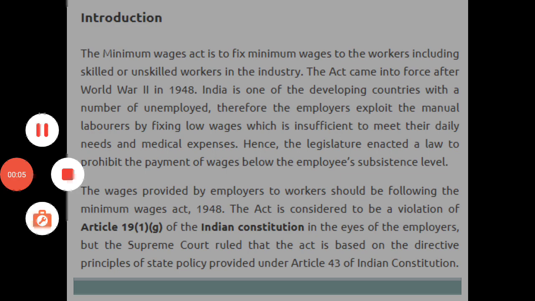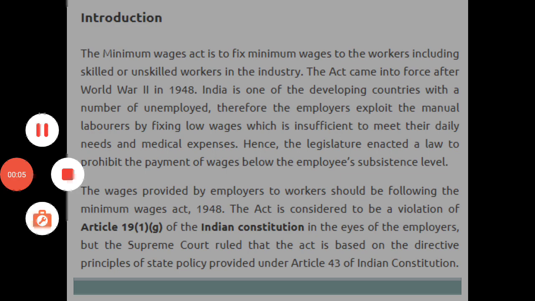When it comes to unemployment, and when we consider the mentality of the employers, what do employers do? Yes, the employers exploit the manual laborers by fixing low wages, which is insufficient to meet their daily needs and medical expenses.